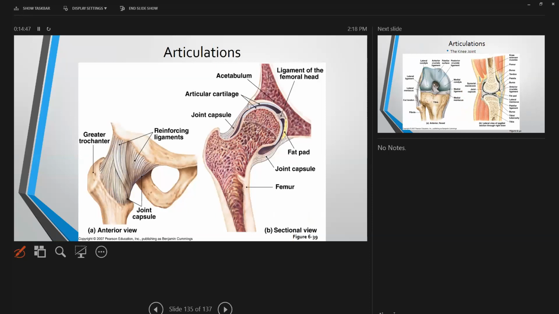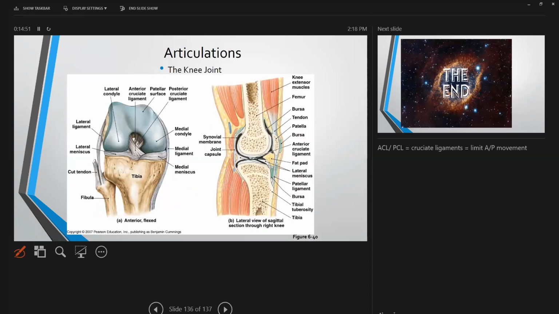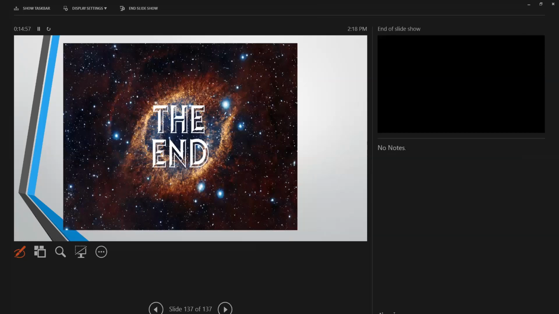Here's another articulation. This is the hip, which provides a lot of range of motion, however, can become dislocated. The knee joint is more of a hinge joint. And that, my friends, is it. So let me end the PowerPoint, and I want to show you some of these articulations.